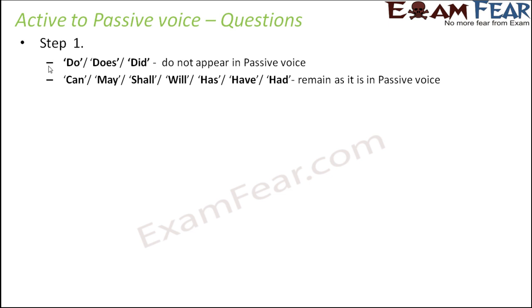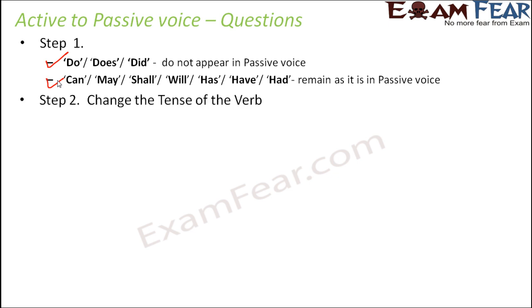So please remember this. Next, if you have something like shall, will, has, have, had, can, may, all of these remain as they are in the passive voice. So they can exist in the passive voice, but do, does, did do not appear. This is a very important thing which you need to remember. Next is change the tense of the verb, and finally include by before the doer of the action. Now, we will discuss a lot of examples of questions.